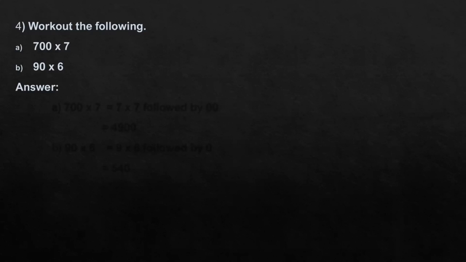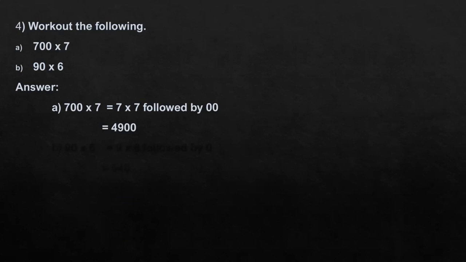Let's discuss here. The A part, 700 multiplied by 7. The easiest way to find the answer is 7 multiplied by 7 followed by 2 zeros from the number 700. So we know 7 multiplied by 7, or 7 times 7, is 49. 49 followed by 2 zeros means 4,900.